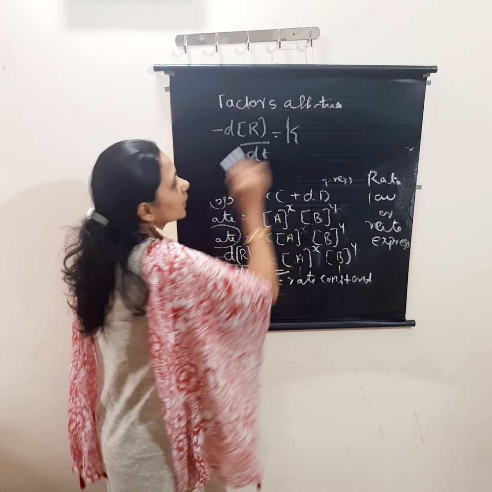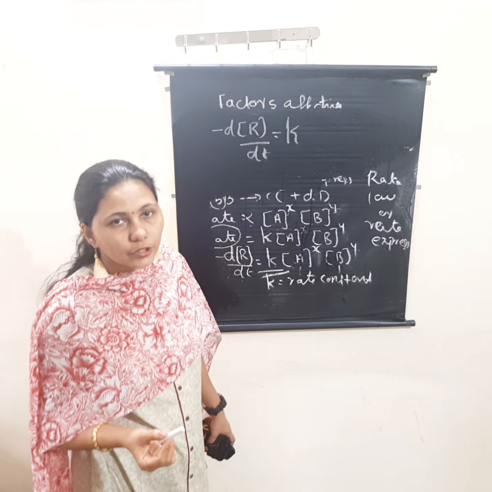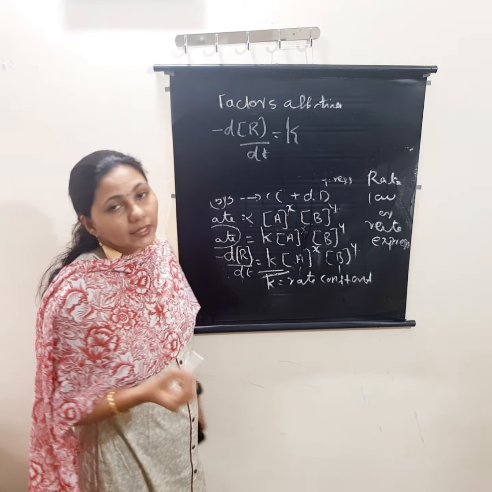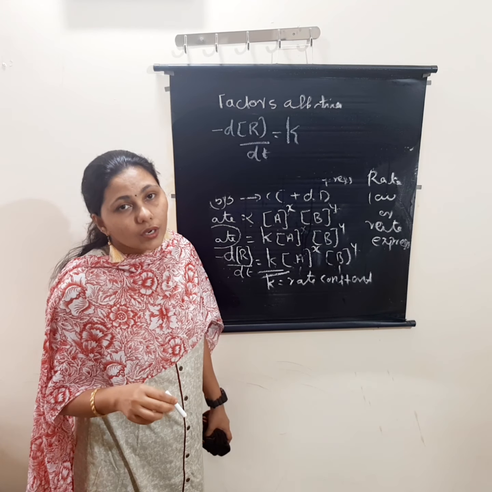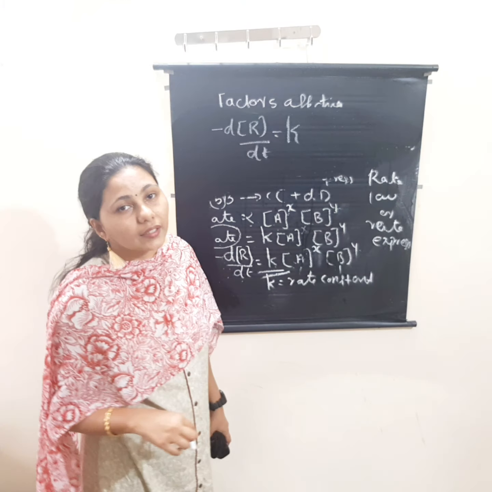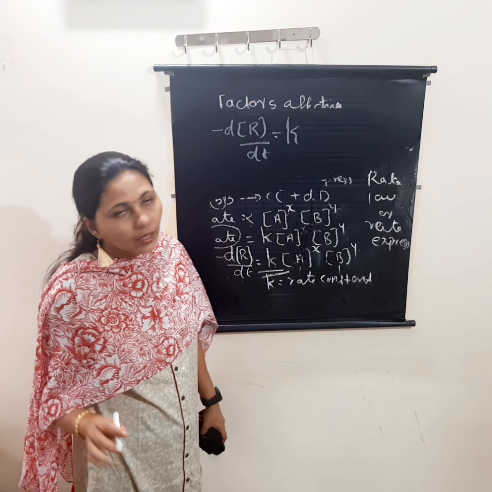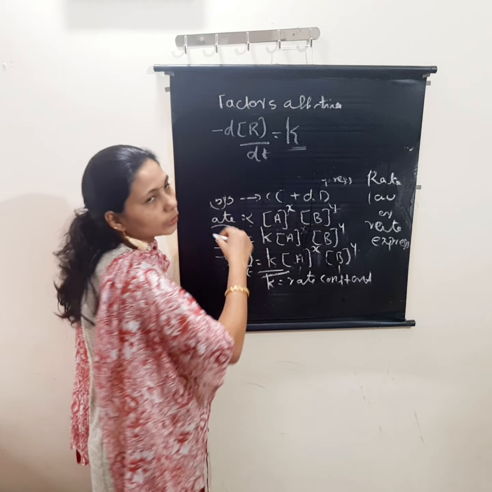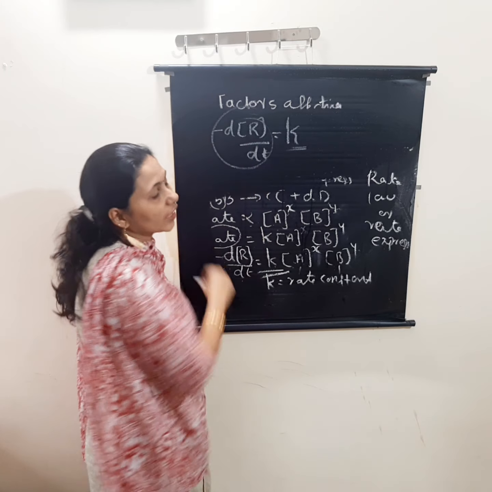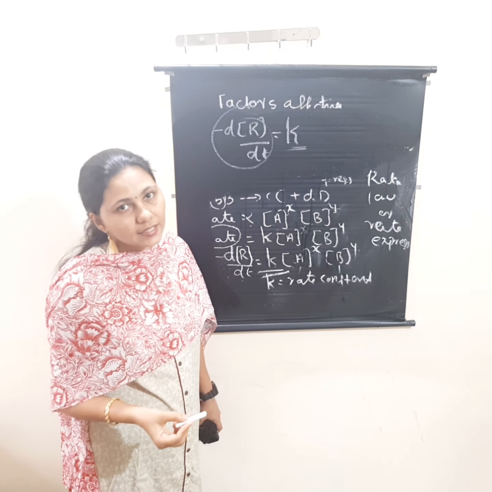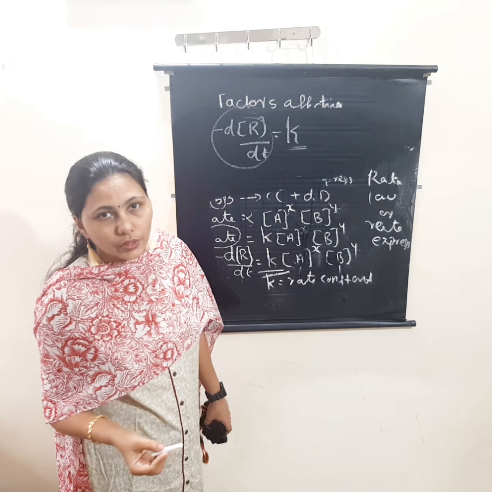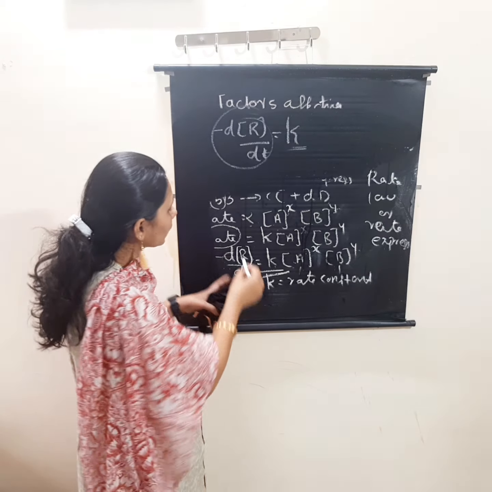The rate constant K. So how can we define the rate constant K? Rate constant K equals the rate of the reaction when the concentration of the reactants is taken as unity. Clear? So that is the first thing we have to write.